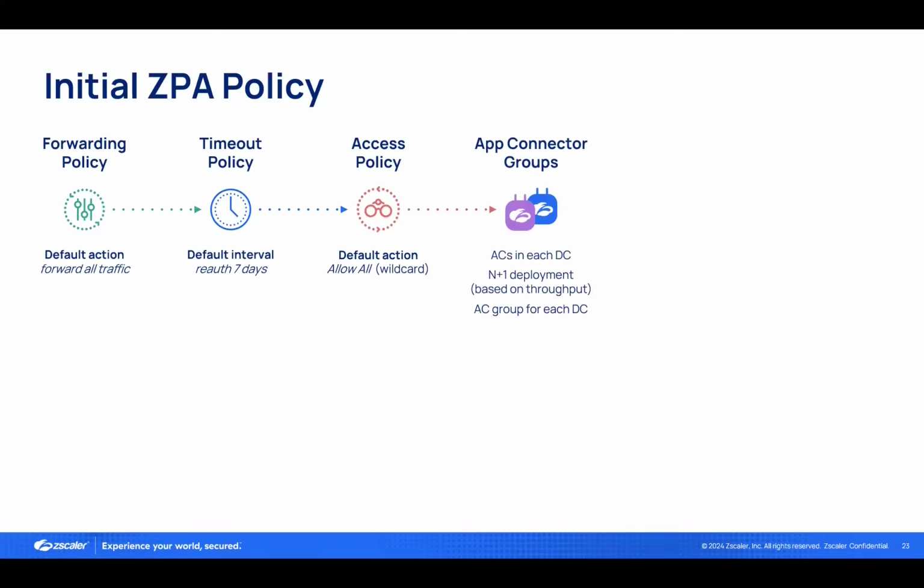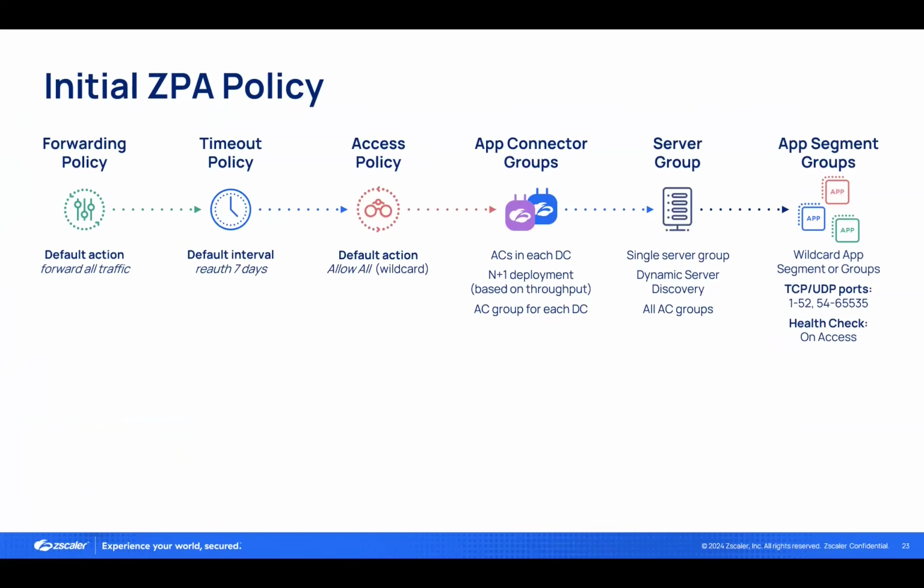App connector groups are aligned to data centers with app connectors in each data center. A single server group is used with dynamic server discovery. Wildcard application segments or groups are configured with all TCP and UDP ports except for DNS and on-access health check. Additional segments limited to specific users should be created for critical business applications.